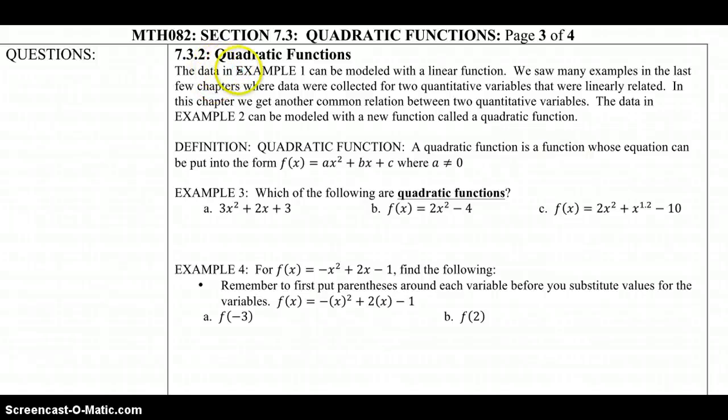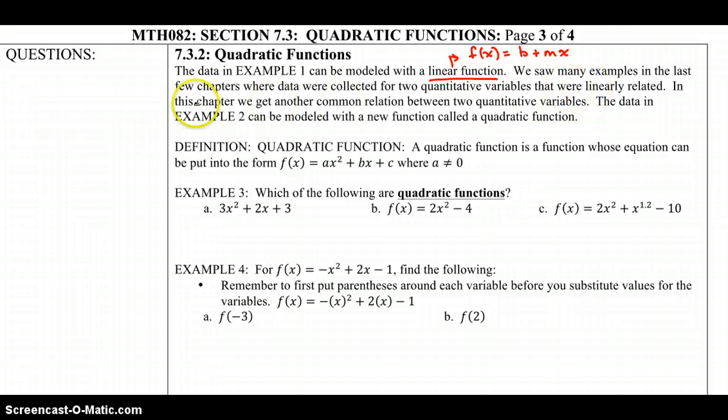So this leads us into another type of function called a quadratic function. The data in example 1 can be modeled with a linear function, which we spent a lot of time with in the last unit. These were f of x equals mx plus b, or we've been writing them as b plus mx, that starting value and then the rate at which it increases or decreases.